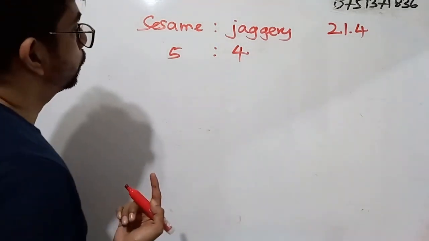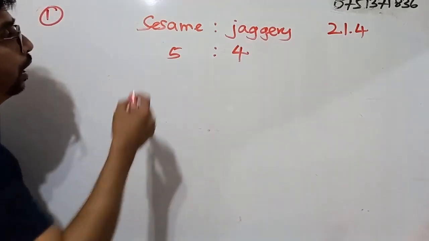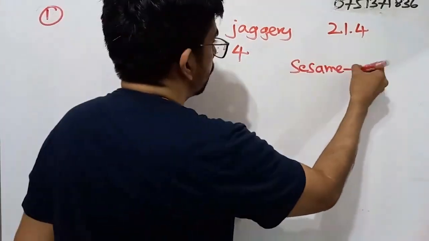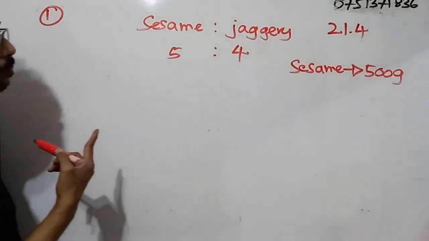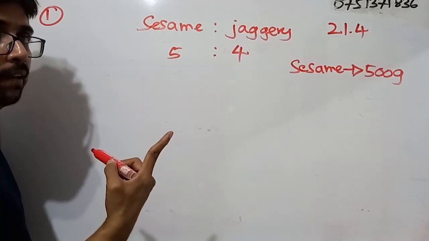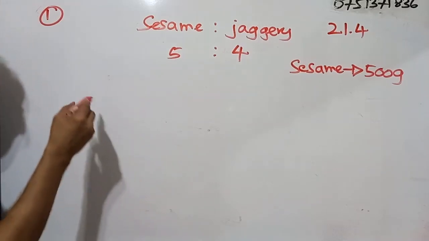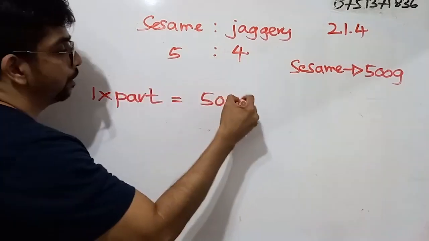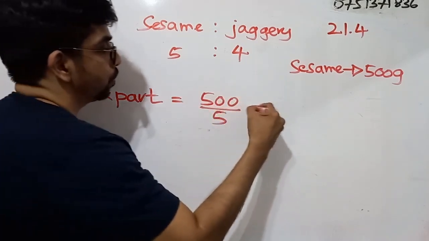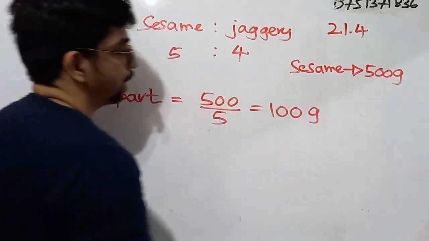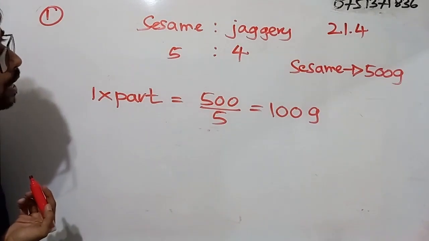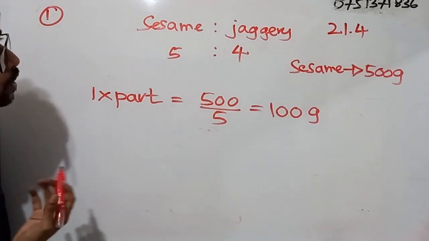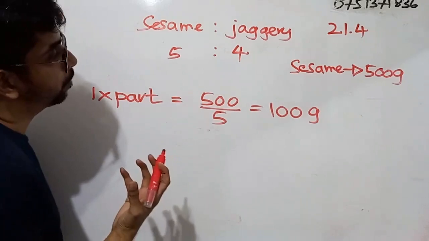Right. So we know the amount of sesame that has been used, which is 500 grams. So we can calculate the value of 1 part, right? So what is the value of 1 part? 500 divided by 5. So what do we get? 100. So these are grams, right? So what are they asking? How much jaggery is required if 500 grams of sesame is used? So we have to calculate the amount of jaggery, no?